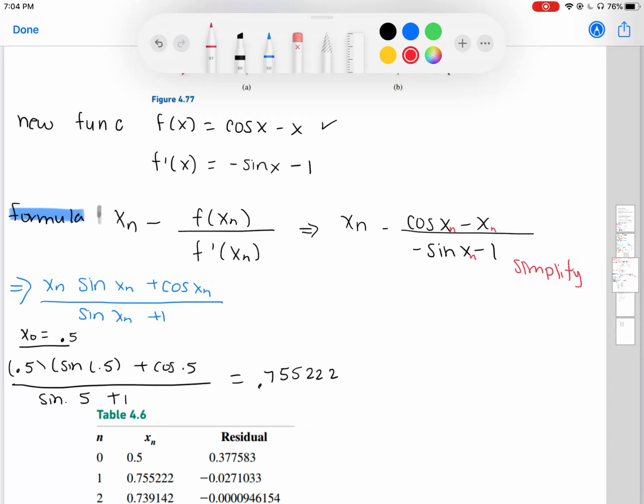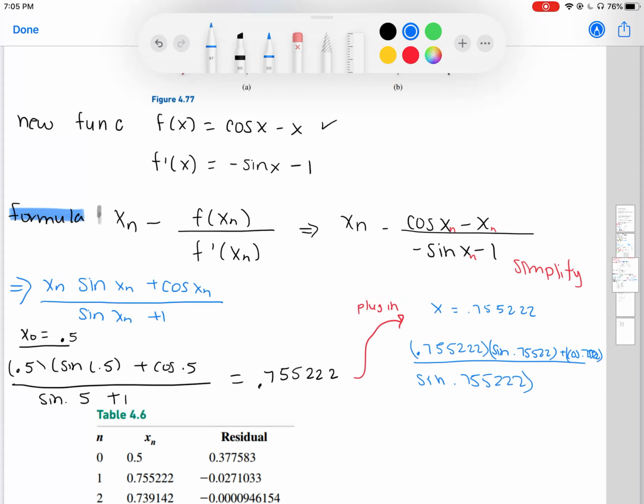0.755222. Now we're going to repeat the process and plug in this new point. I'm running out of space, so now we're going to let x equal 0.755222, so that we have 0.755222 times sine of 0.75522 plus cosine of 0.75522, divided by sine of 0.75522 plus 1. And all that, let your calculator do that for sure. You should get something that's about 0.739142. You're going to repeat it until you start getting really close numbers.